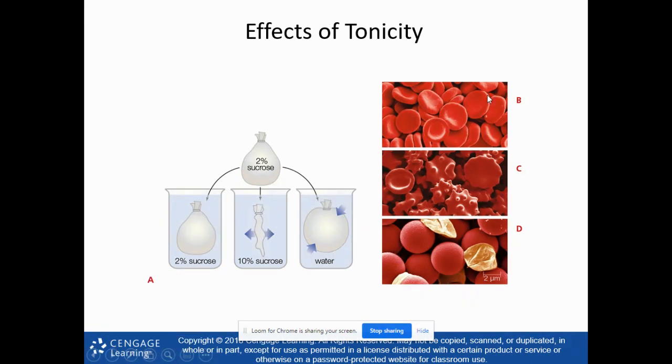So these are pictures of red blood cells in these different situations. This is what your red blood cells should normally look like. So this means they're in an isotonic solution. And in C, you see they're shriveled up, losing shape, getting smaller, misshapen. That means they're losing water. So what type of environment have they been placed in? A hypertonic solution.